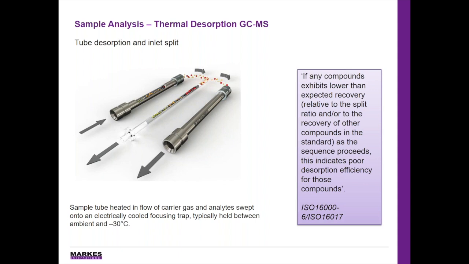So here it shows that the sample tube can be heated in a flow of carrier gas, and all the analytes will be switched onto a focusing trap, and this trap can be maintained between ambient and -30 degrees.